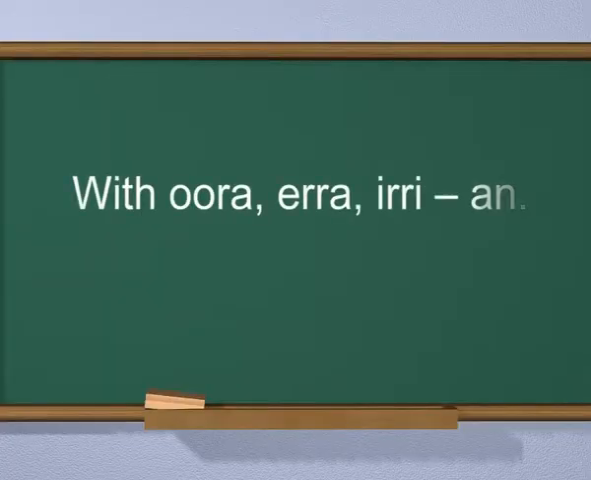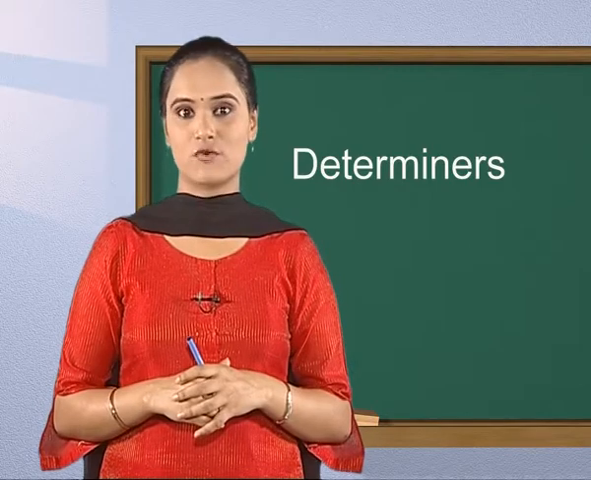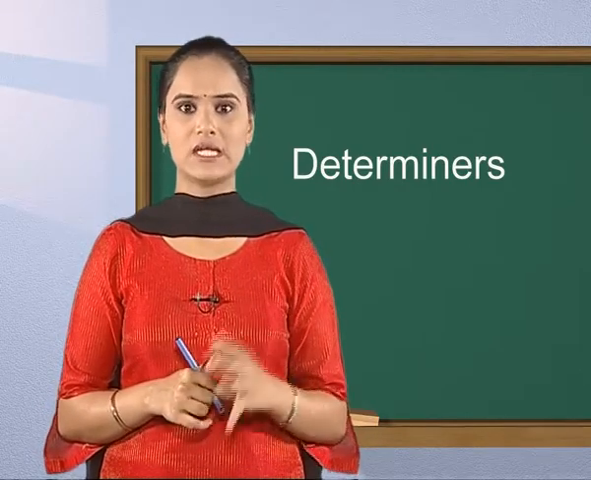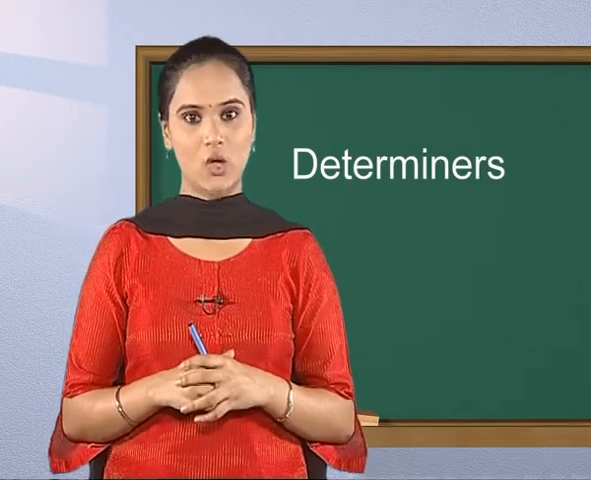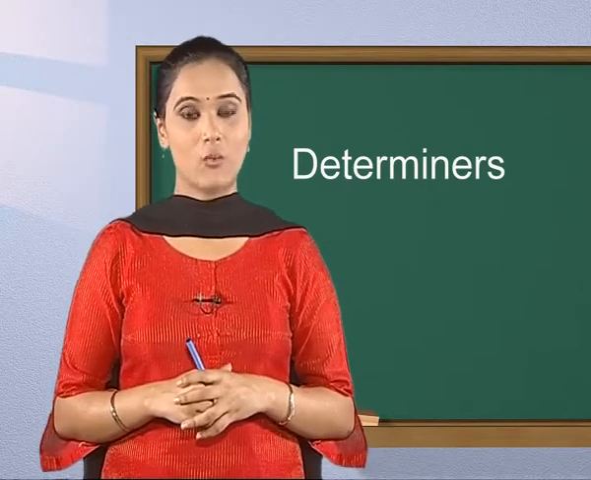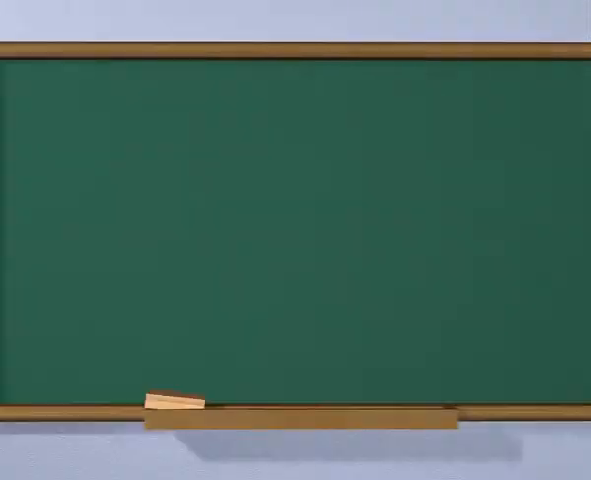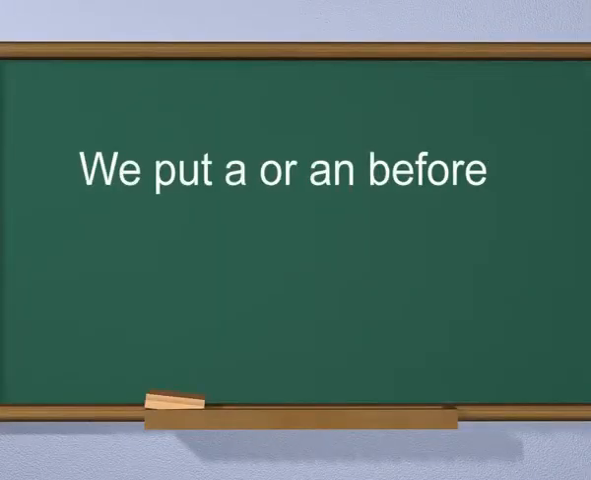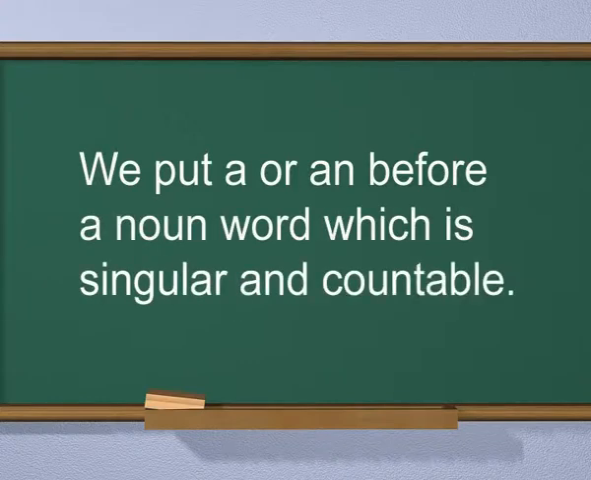With ura, era, ed, an; others, a. You can check this formula by writing as many nouns as you like and put a or an accordingly. Now, another thing which needs your attention is that we put a or an before a noun word which is singular and countable.